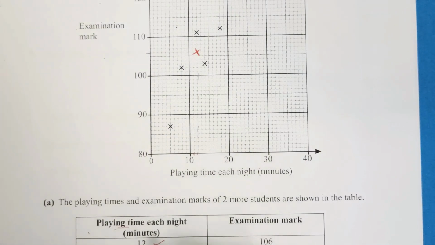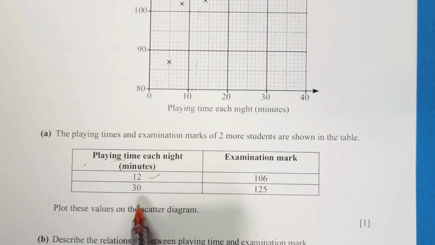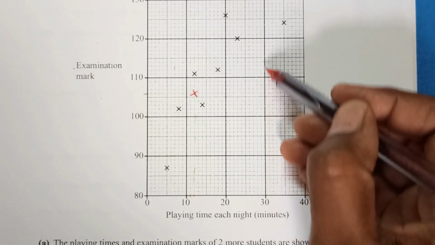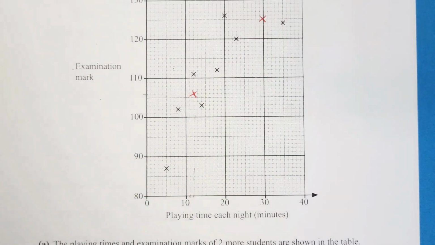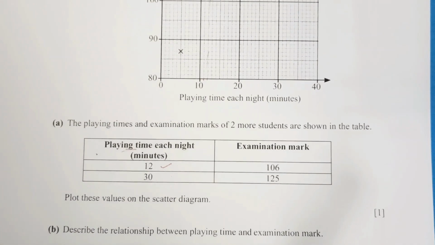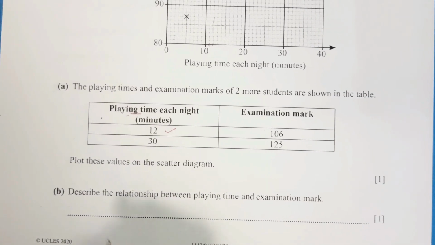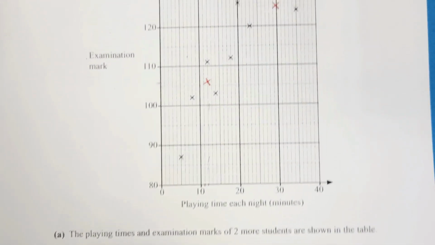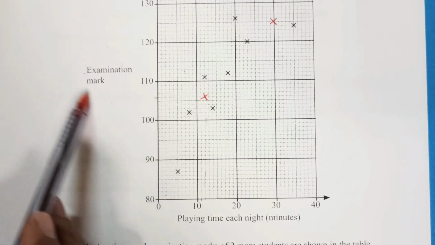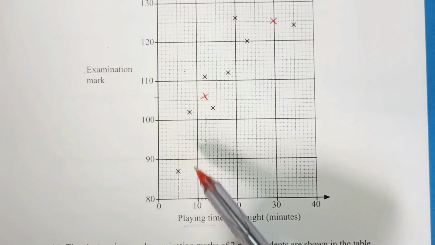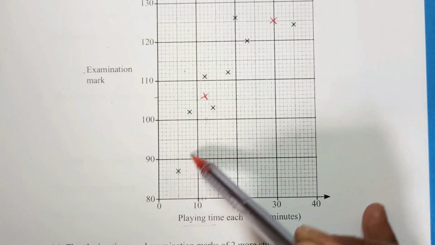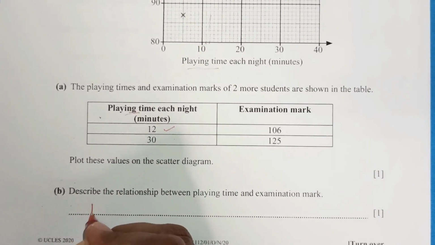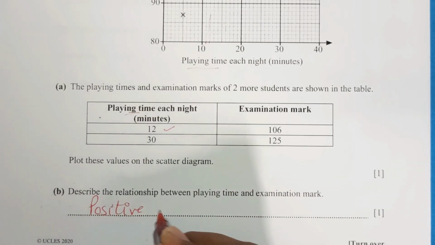Now the next one, we are done with this. Next is 30, with examination marks 125. 30 is easy to see, this is the 30 bold line. 125 marks are here. So we are done with these 2 points. Now let's see the next part. Part B is describe the relationship between playing time and examination marks. As the playing time is increasing, their examination marks are also increasing. So this is a positive correlation. We can write down that the relationship is a positive correlation.